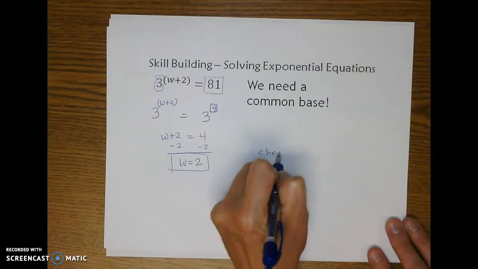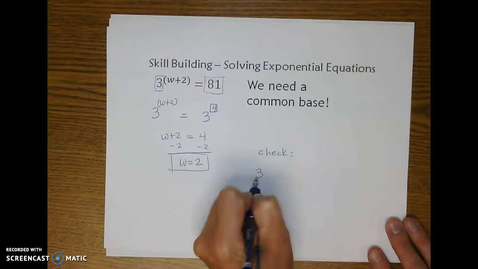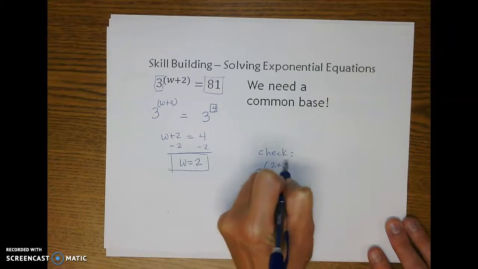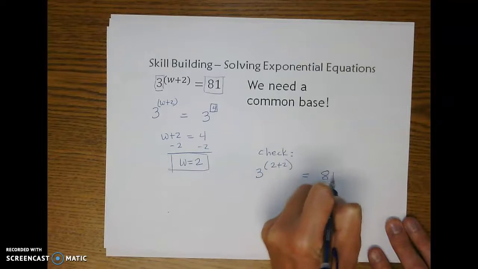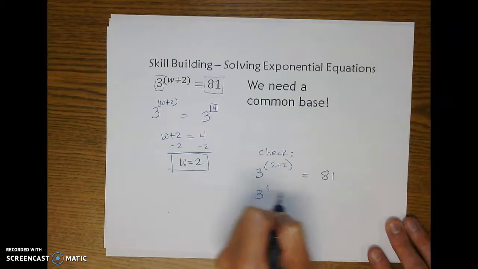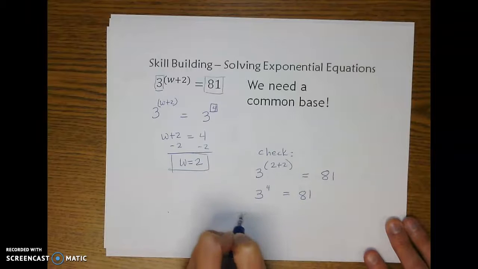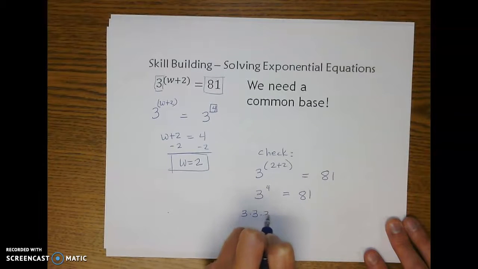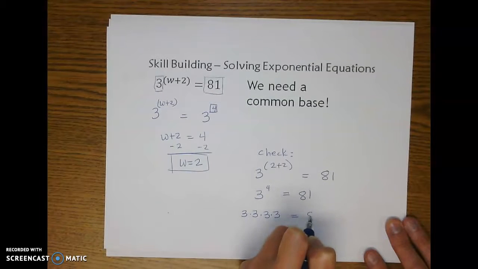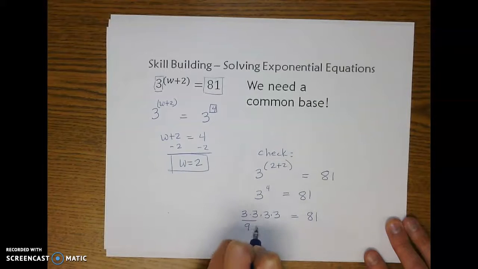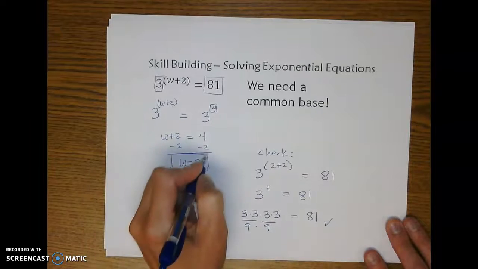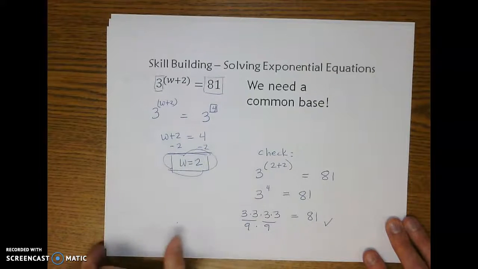We can do a little check. 3 to the 2 plus 2 is supposed to equal 81. 3 to the 4th power is supposed to equal 81. 3 times 3 times 3 times 3. And that's right, because here's 9 and there's 9. 9 times 9 is 81. It works. So my answer is right here. w equals 2.